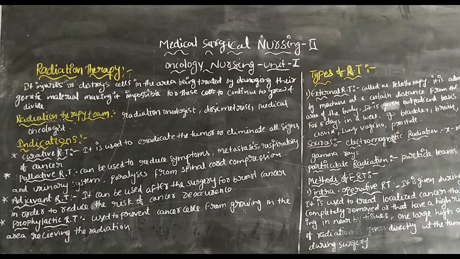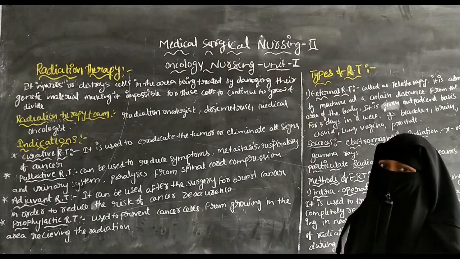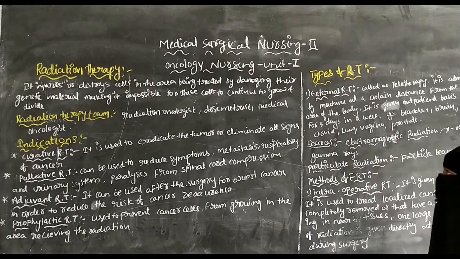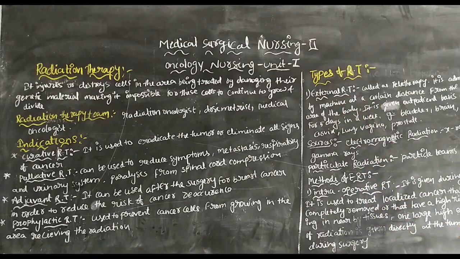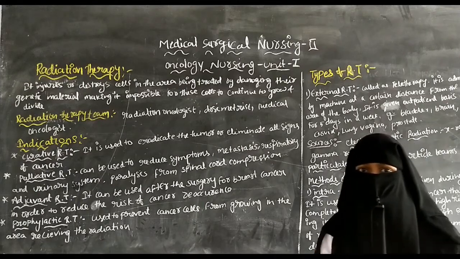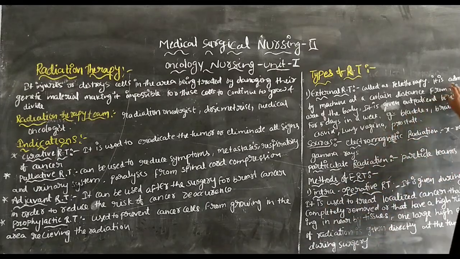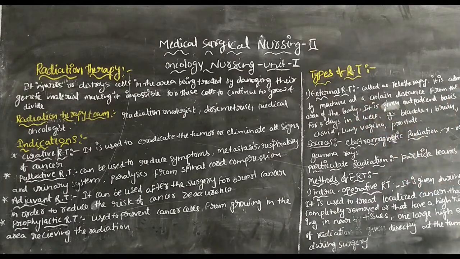Next is the types of radiation therapy. There are two types: external radiation therapy and internal radiation therapy. First we will discuss external radiation therapy. It is also called teletherapy, and it is administered by a machine at a certain distance from the specific area of the body.